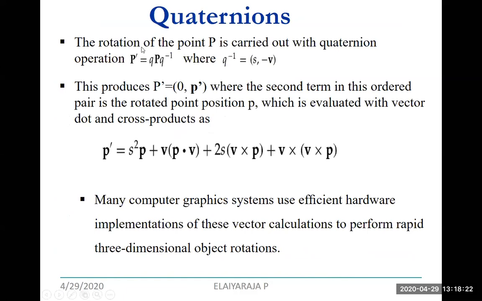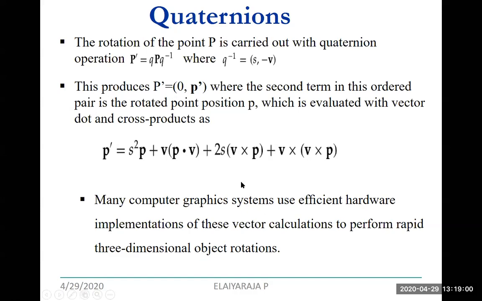The rotation of the point p is carried out with the quaternion operation p dash equal to q into p into q inverse, which means the translation, then the inverse translation, where q inverse has the scalar part as well as minus the vector part. This is going to change with respect to your unit vector, which is why it is minus v. Then this produces p dash equal to 0 comma p dash.